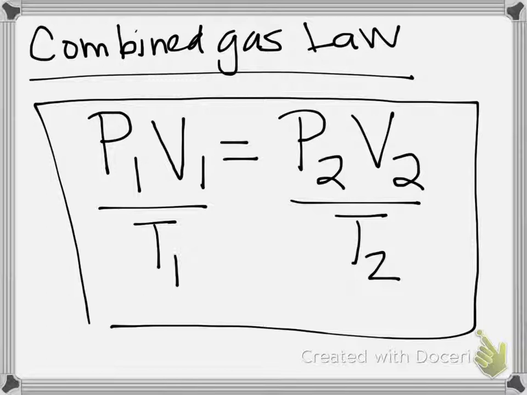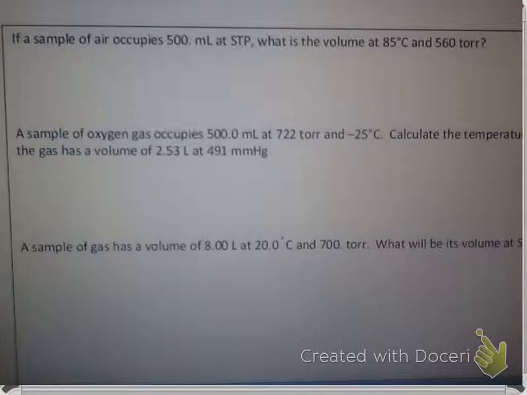Now, once again, when you use the combined gas law, we've got temperature here, right? What must the temperature units always be in? Kelvin. All right, so let's look at one example of using the combined gas law. So, example. This question says, if a sample of air occupies 500 milliliters at STP, what is the volume at 85 degrees Celsius and 560 torr?